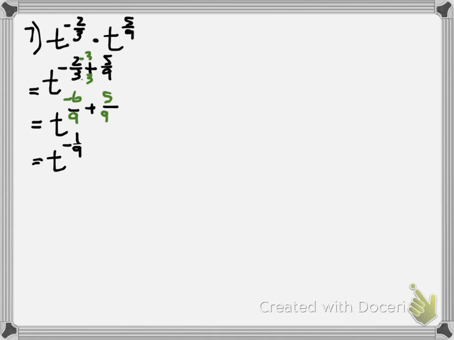Negative 1/9. Okay, so then I go ahead and I go back to radical form because I don't have enough t's to do anything with. And it's the 9th root of t to the negative 1st power. But then I have to remember from chapter 5, what does it mean when I have a negative exponent? What does that mean?